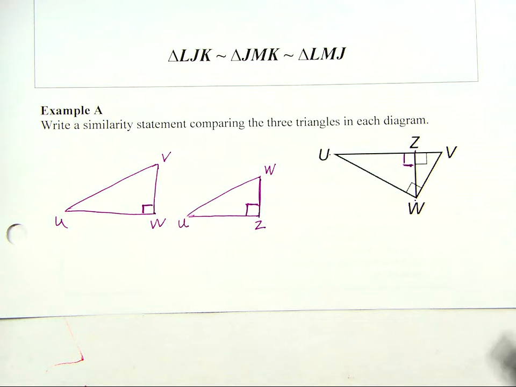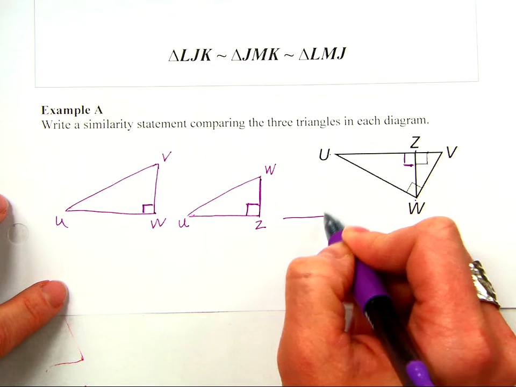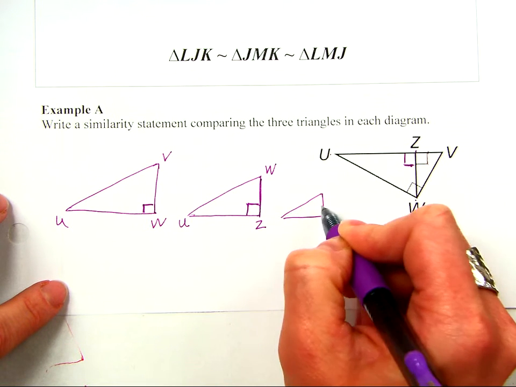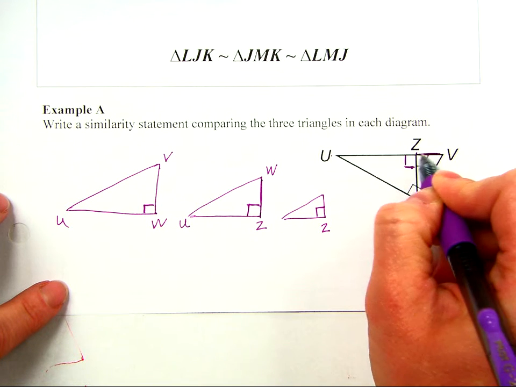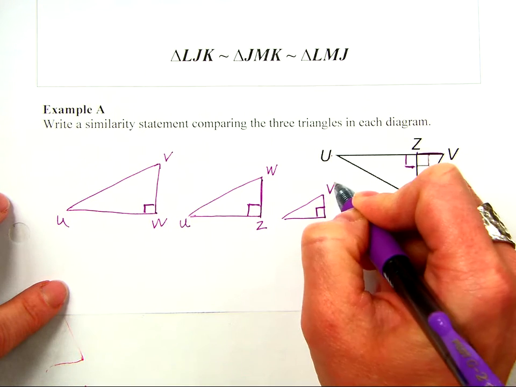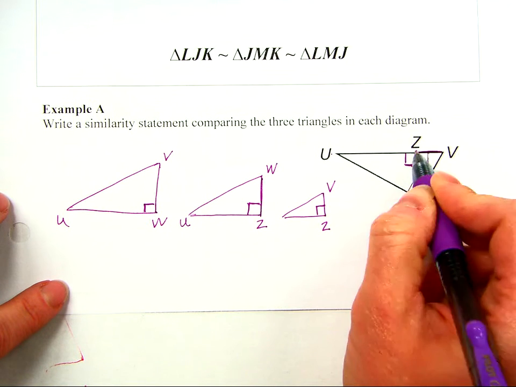Now for my smaller triangle, again, the right angle is going to be happening at Z. So I know that goes here. My short leg is ZV. So I know V would go here. And then this other, the long leg, ZW.